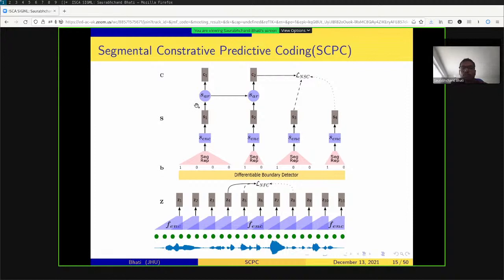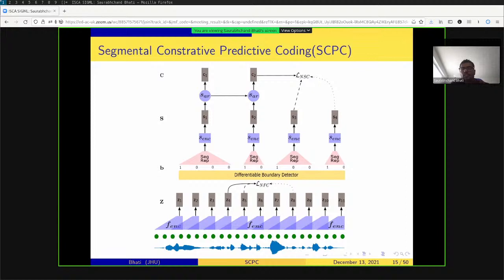Now, if you ignore the bottom part and just look at the S and C, what we are essentially doing is a CPC, but now it's operating at a segment level. And now the task at the third stage becomes predicting the next segment, for example, S3 given C2, from a bag that contains S3 and S4.